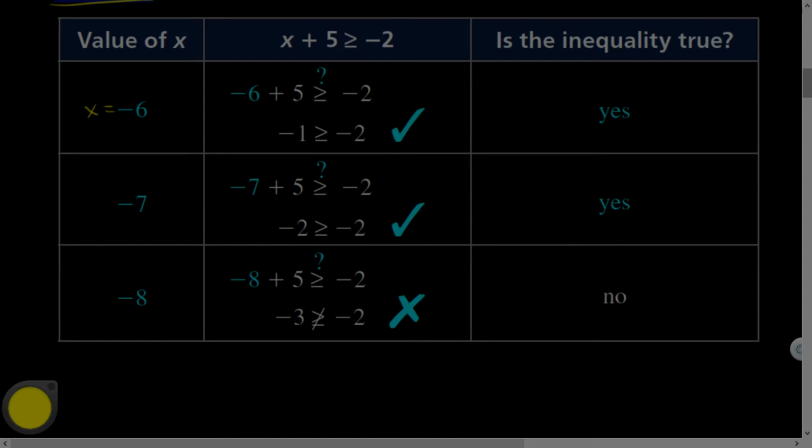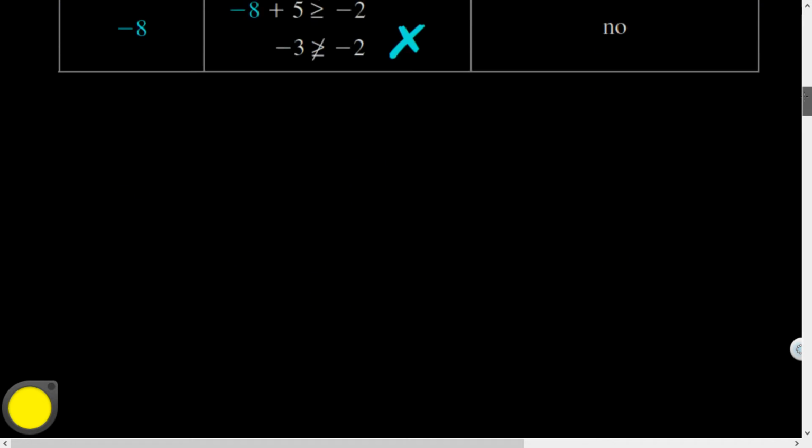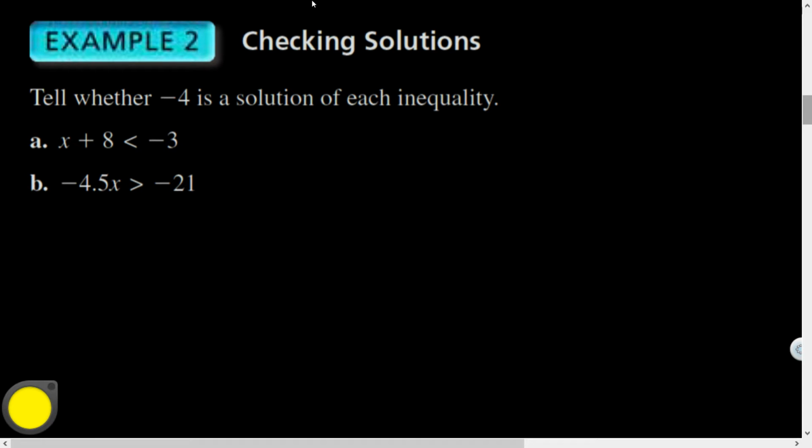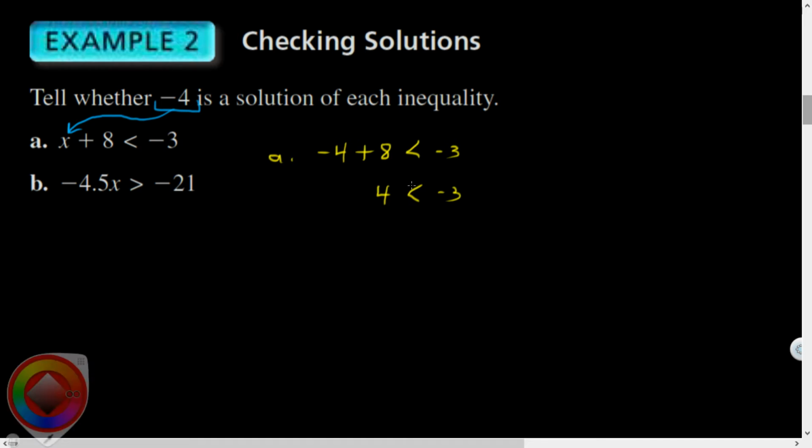Let's see, I want to pick up the pace. We've got to do graphing, because I want us to do some Desmos in a moment here. All right, checking solutions. Here we go. Tell whether -4 is a solution of each inequality. So let's plug -4 in for x, right? So -4 plus 8, is that less than -3? -4 plus 8 is 4. Is that less than -3? So that's a no-go. That means negative 4 is not a solution.